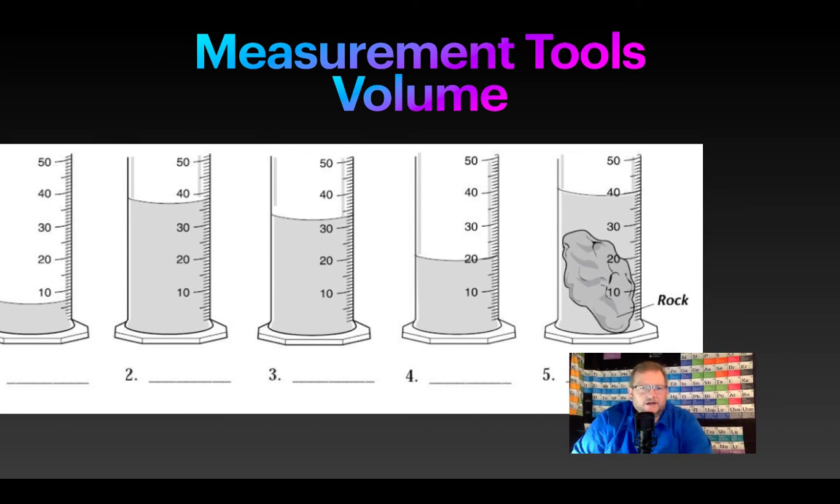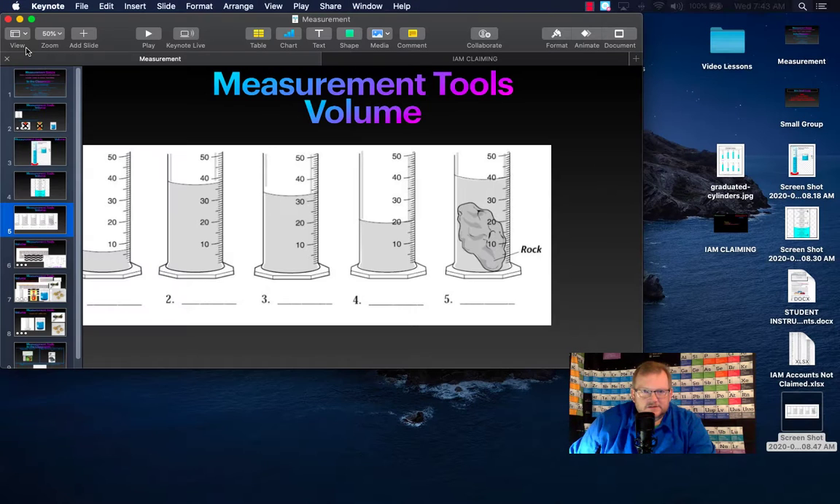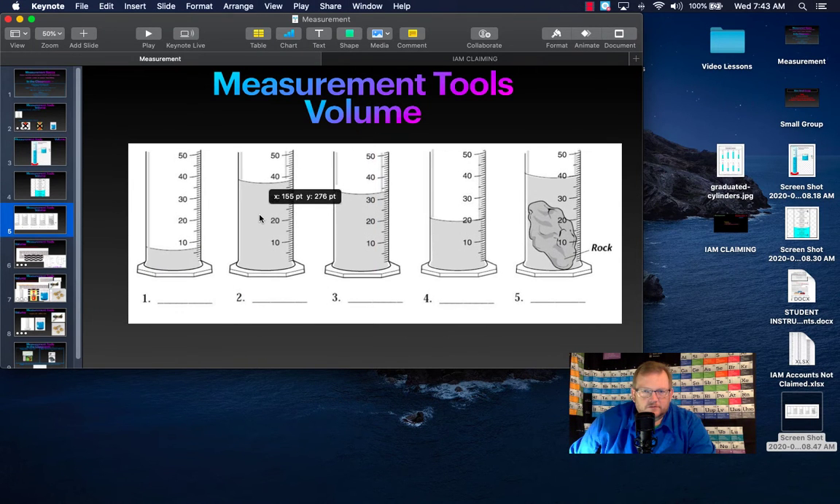So let's try a couple more here. Hold on 1 second. This one seems to be off the screen a little bit. We'll clarify that. Okay.